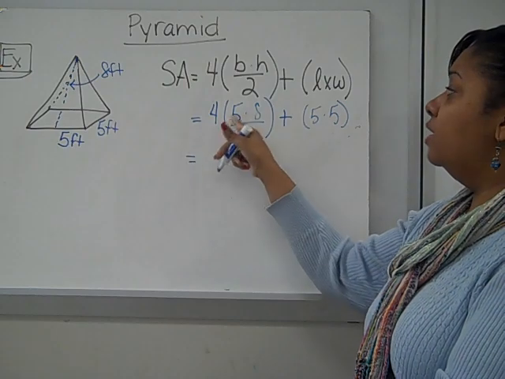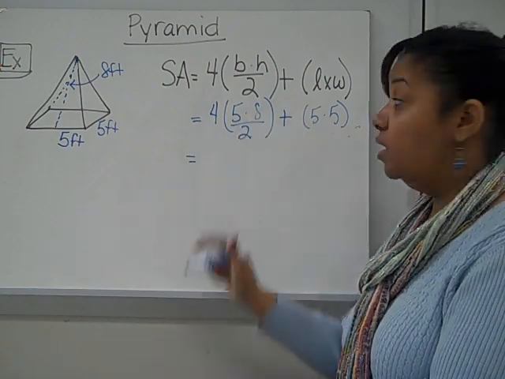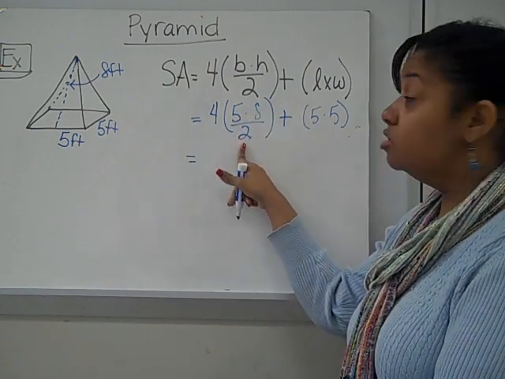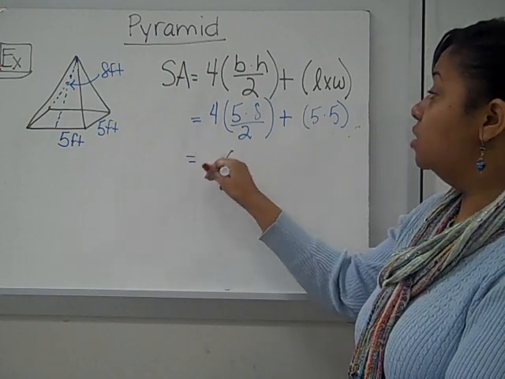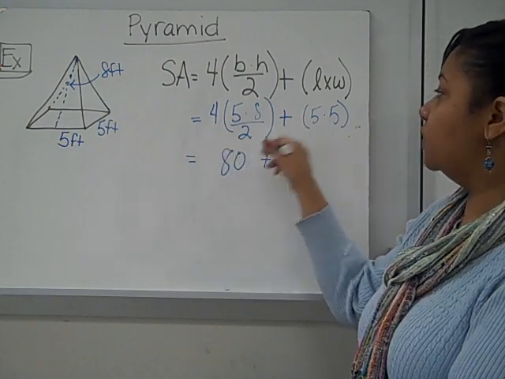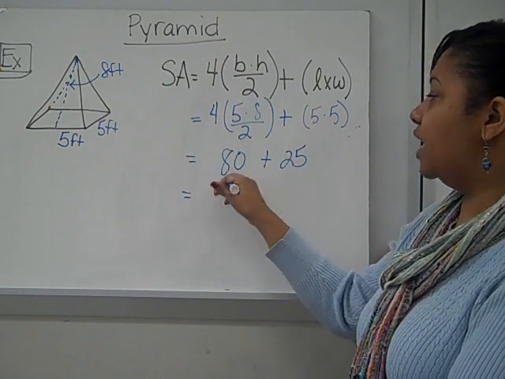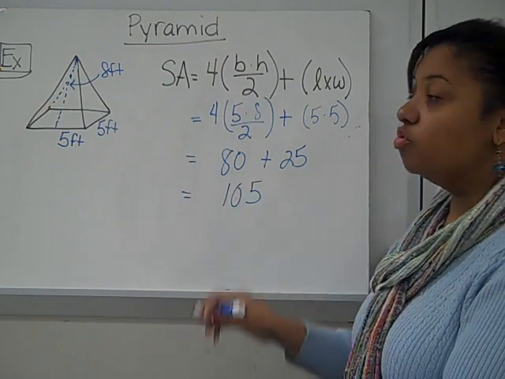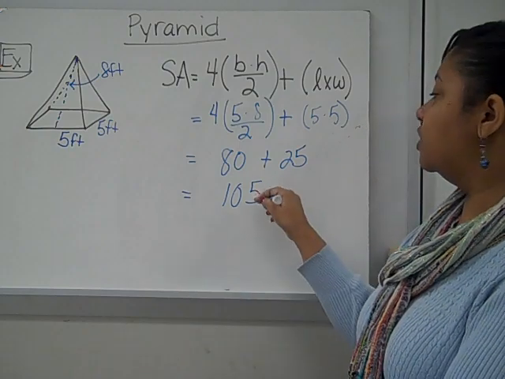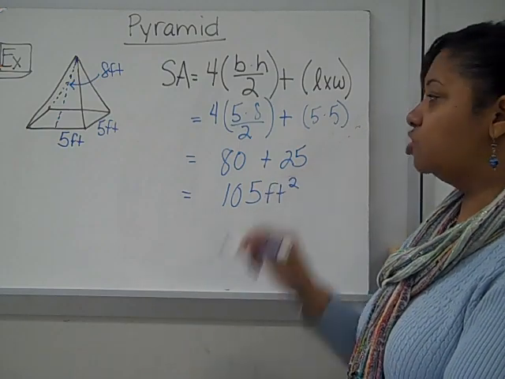Now, 5 times 8 is 40. Half of 40 is 20. 20 times 4 is 80. Plus 5 times 5 is 25. So then we have our answer at 105. Remember, this is area, so it is feet squared.